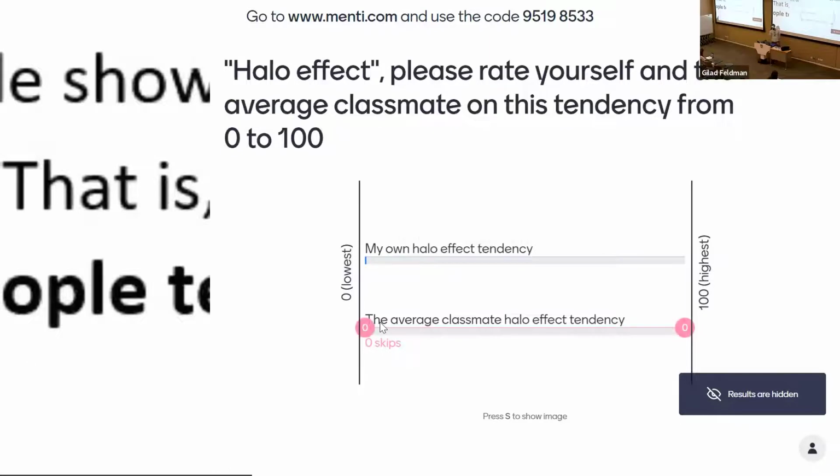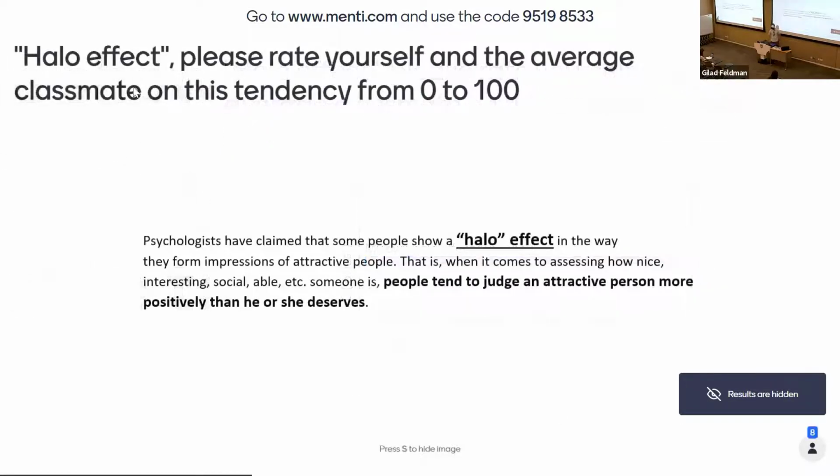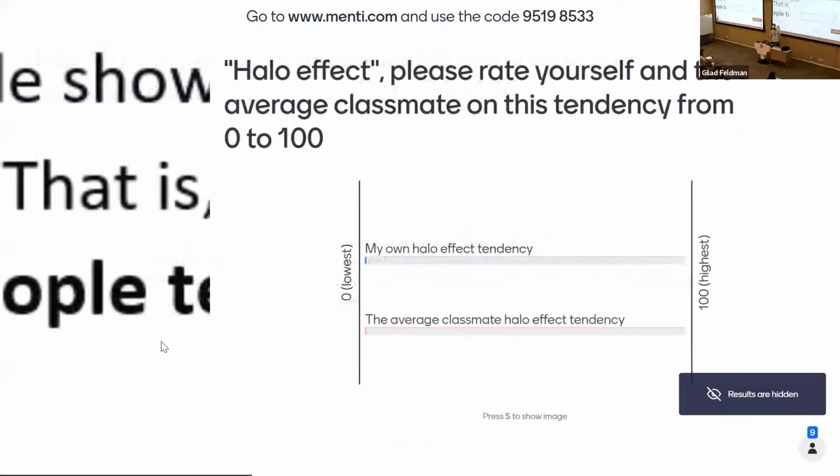The next one is the halo effect. So also a comparison. Psychologists have claimed that some people show a halo effect in the way that they form impressions of attractive people. That is, when it comes to assessing how nice, interesting, sociable someone is, people tend to judge an attractive person more positively than he or she deserves. So here again, rating yourself versus rating the others. So what are your predictions here?